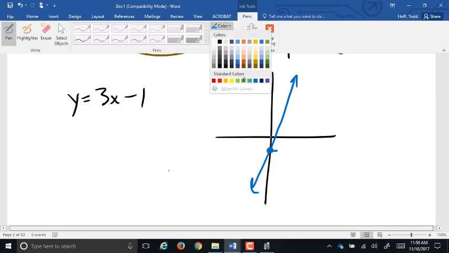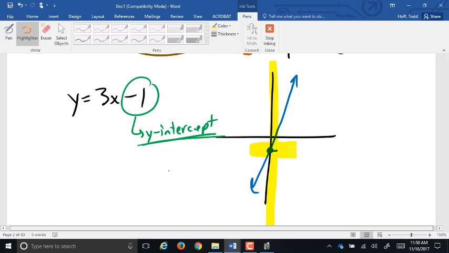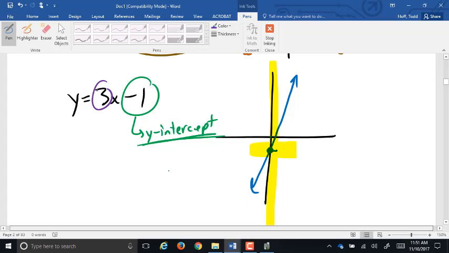Well, this number here that's added or subtracted is called the y-intercept. That's a fancy word for a simple concept. This is the y-axis. That -1 is where it intercepts or crosses the y-axis. In other words, its starting point is at -1 on the y-axis. The 3, the number that multiplies our x, is called a slope.